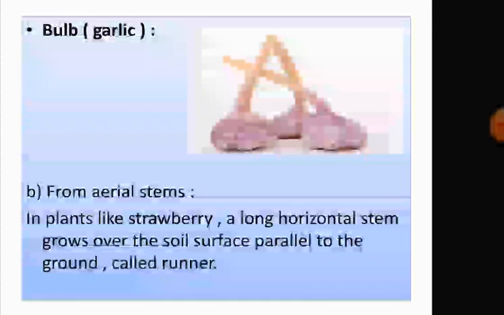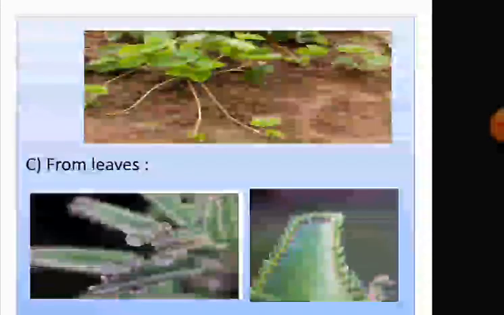So in plants like strawberry or oxalis, a long horizontal stem grows over the soil surface. And that long horizontal stem that grows over the soil surface is called a runner. Wherever the stem bends and touches the soil, it develops roots and buds at the point of contact with the soil. You can see here, this is a strawberry plant.